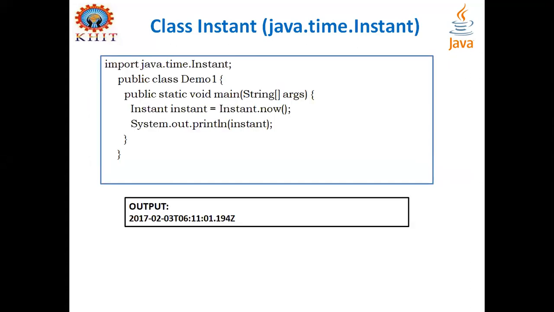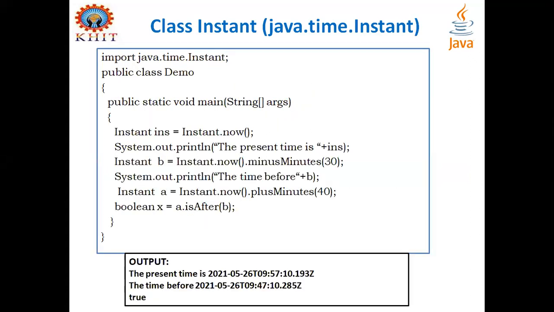This is an example of showing Instant.now, how the current time gets accessed. And there is also an example of using Instant time with minusMinutes and plusMinutes, or minusSeconds, plusSeconds, like that.